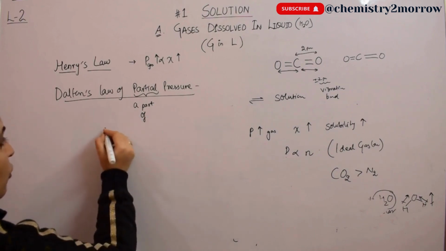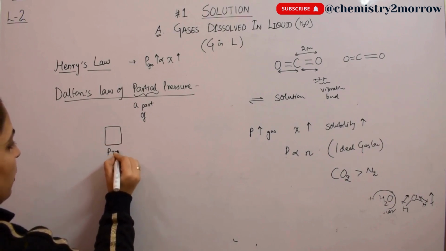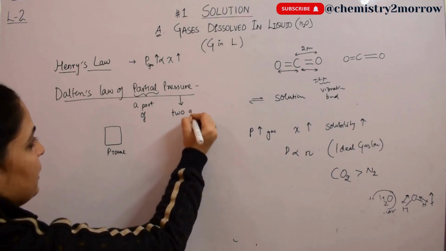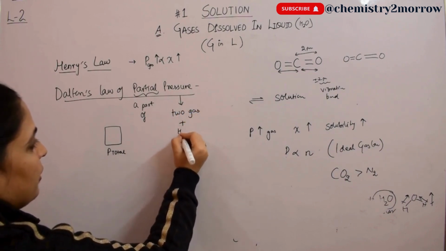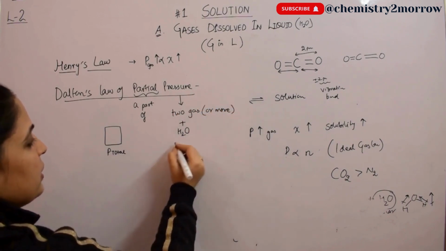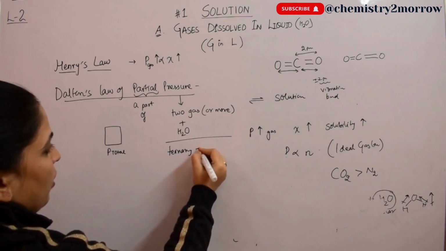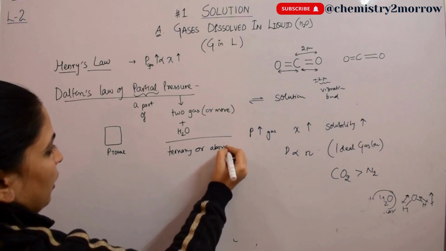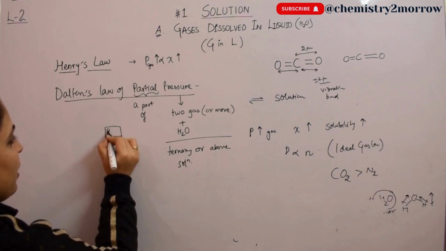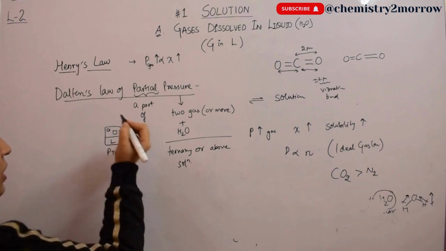So a part of means you have the total pressure, P total. And here we are talking in terms of two gases at least, plus water. Whenever two or more, means ternary or above kind of solutions, we are talking about. So at least two gases are there. Suppose one I am drawing as a circle and the other as a square, and this is the liquid. So this is the gas phase.